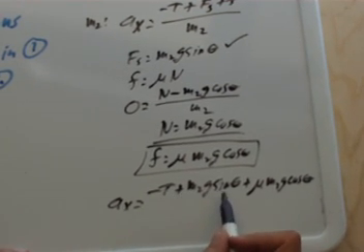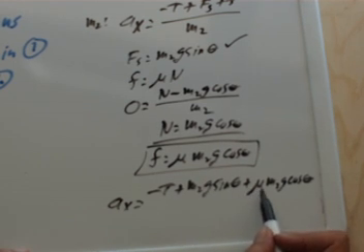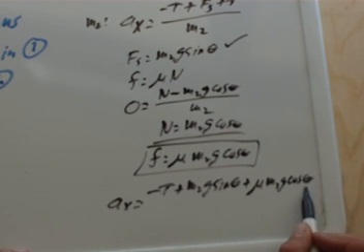Minus t plus m2g sine theta, that's the sliding force, plus mu m2g cosine theta, that's the frictional force.